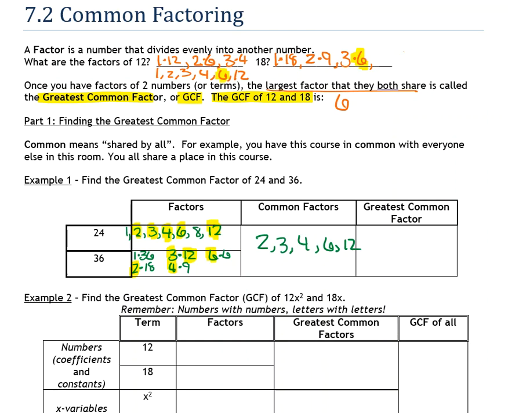Now the most important step is identifying the greatest of all of those common factors. Which one is the largest, and it's always going to be the biggest number. So the greatest common factor of 24 and 36 is 12. 12 divides evenly into 24 and to 36. It is the greatest common factor.